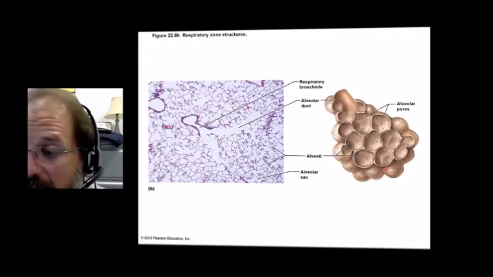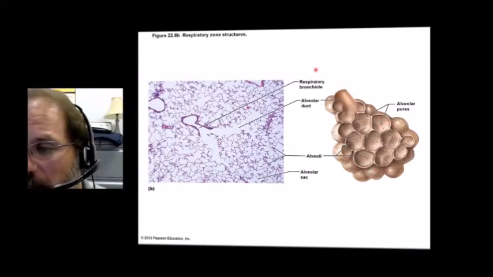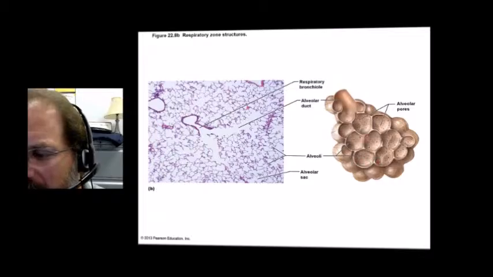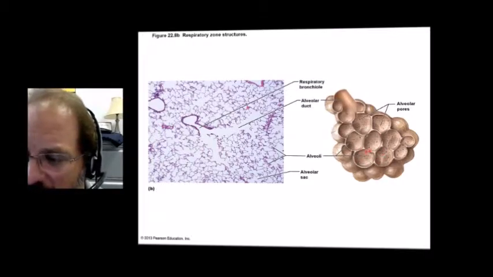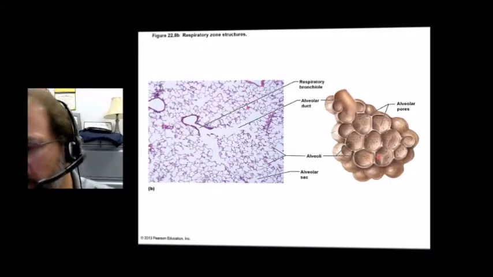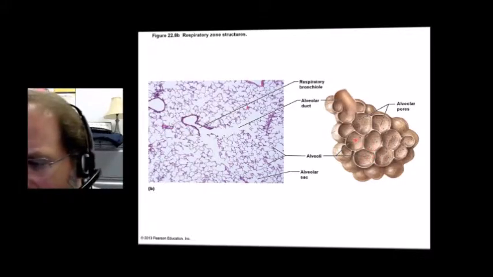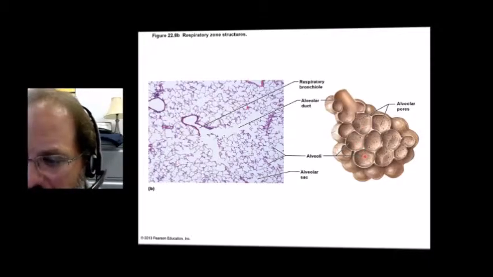Now this is like a cul-de-sac street. It's a blind end. So as the air comes into the alveolar sac, it swirls around in here, gas exchange occurs, and then that air has to go back out the way it came in. It's not a continuous flow circuit. You can see we have these tiny little connecting pores between the alveoli that allow air to travel between them.